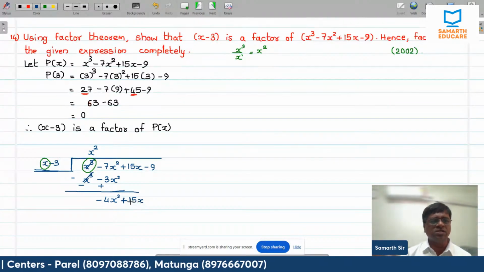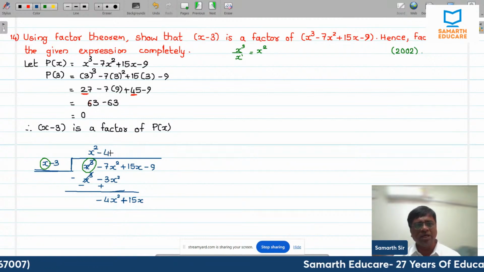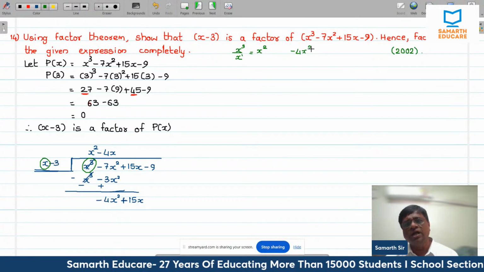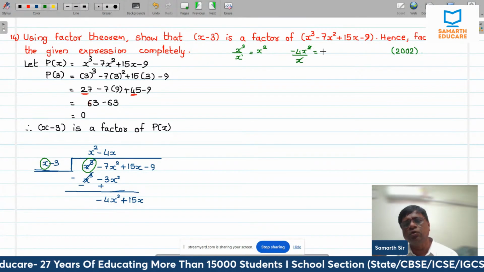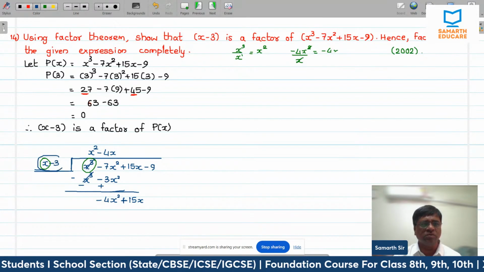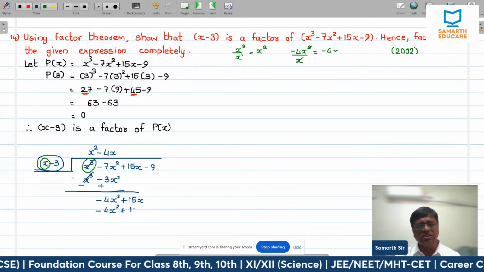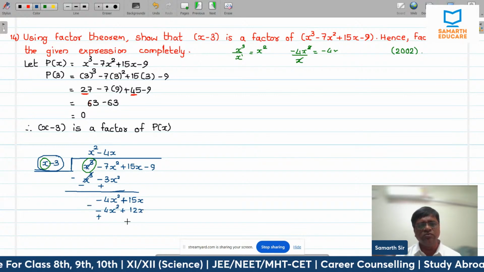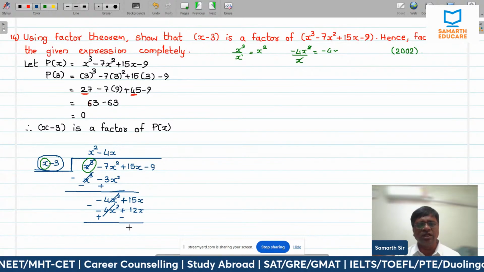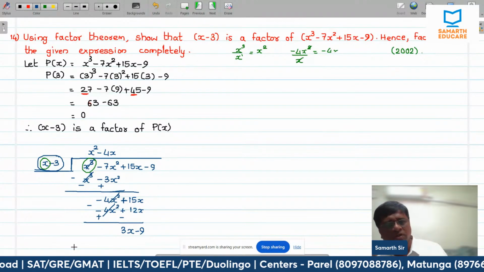So minus 4x square is required, but I have x, so what do I multiply to get minus 4x square? I need to multiply by minus 4x. If you don't understand this, once again, minus 4x square divided by x, one x cancels and I get minus 4x, hence I'm multiplying by minus 4x. So if I multiply this equation by minus 4x, what will happen, minus 4x square and plus 12x. I will have to subtract, so the signs will change, and minus 4x square plus 4x square gets cancelled, 15x minus 12x is 3x, and I bring down the 9, the remaining term.